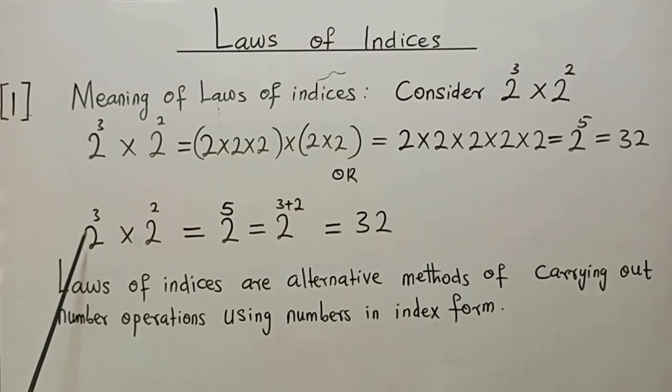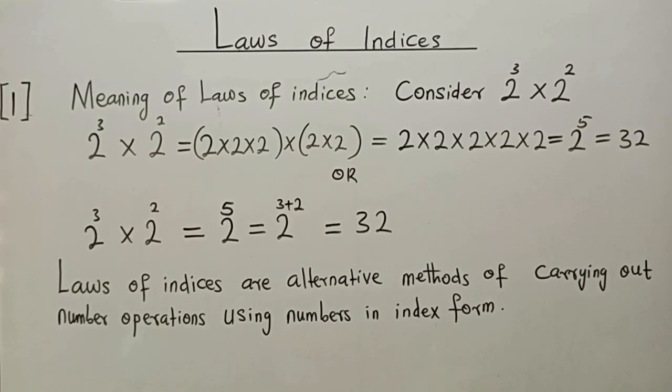I observed that this is correct from this first line of operation. The question is, if I carry out a similar observation with other number operations which are similar, will I consistently observe that we get this power by adding these two? If it becomes consistent, it becomes a law. In other words, laws are used here to depict consistent observations. Therefore, again, laws of indices are alternative methods of carrying out number operations using numbers in index form.